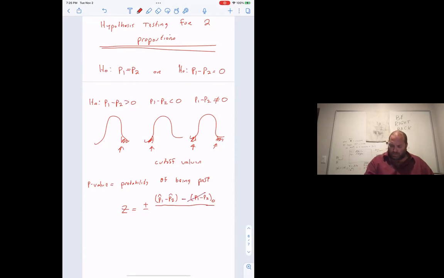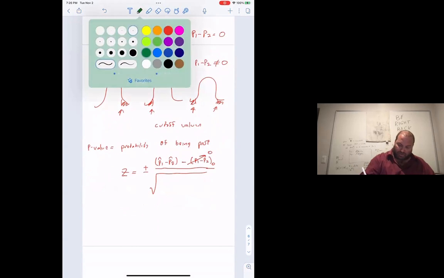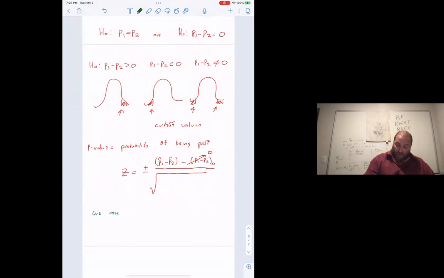0. So this is actually 0 and doesn't play a role in the formula. Divided by the square root, and we already know this. Well, we think we know it. I'm going to hold off there for a second. We might think that the radicand should be p1 hat (1 minus p1 hat) over n1 plus p2 hat (1 minus p2 hat) over n2.